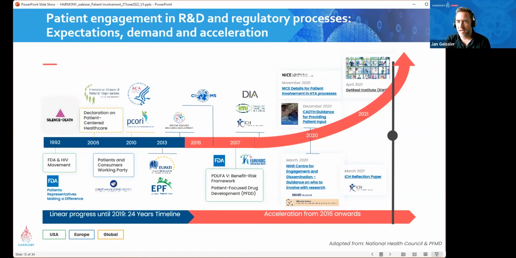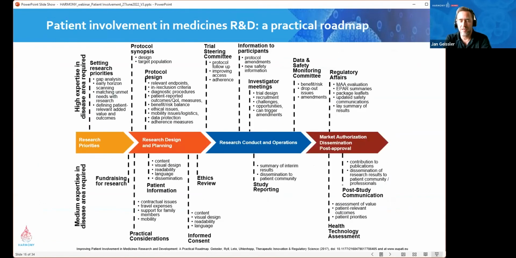So we're still not at the end. We're moving now from applying all these methodologies into patient involvement. And just to give you a practical insight, that's a roadmap that we have published a couple of years ago, and it's been used all across the EU Party training material.